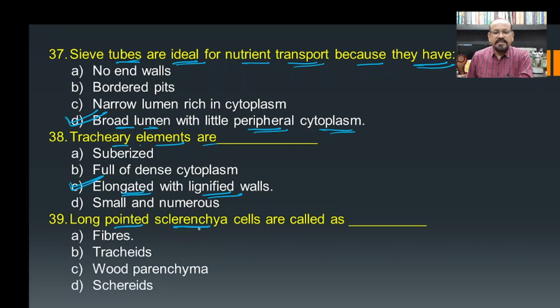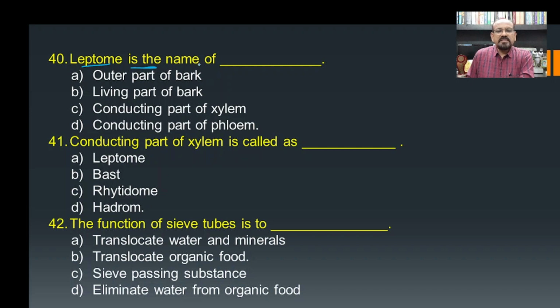Then, long pointed sclerenchyma cells are called as? If you see the structure of the fiber, you will find such a type. These are very long and pointed. Then, leptome is the name of? If you see the phloem and the xylem with their conducting parts, the conducting part of the phloem is known as the leptome, and the conducting part of the xylem is called the hydrome.